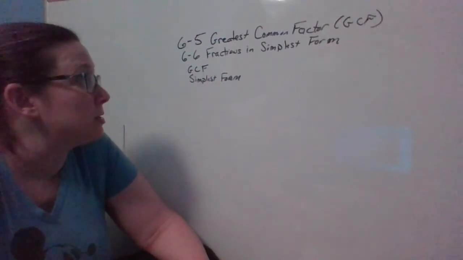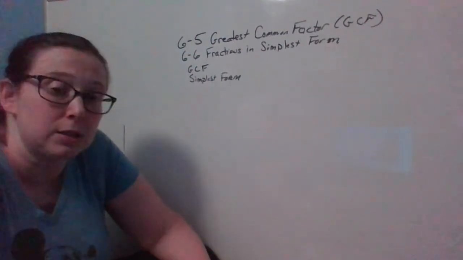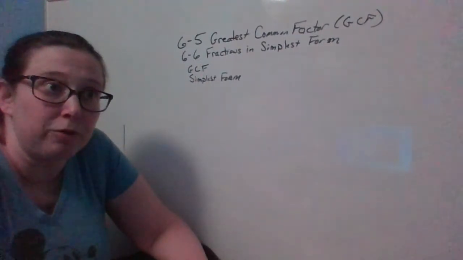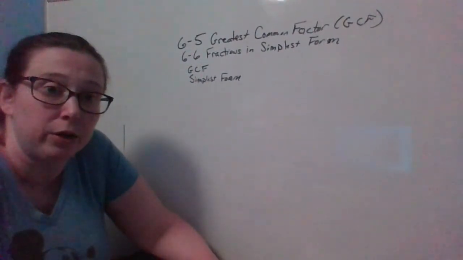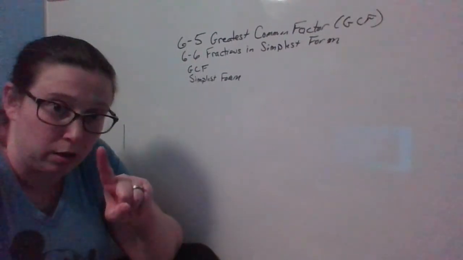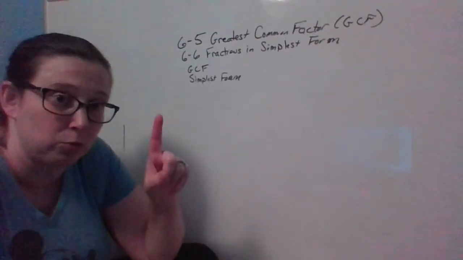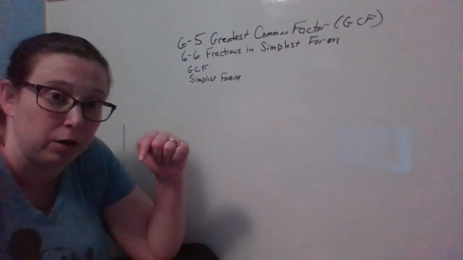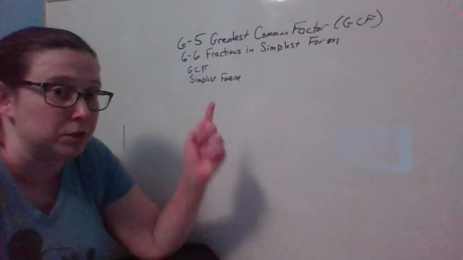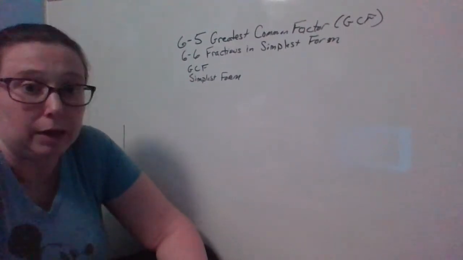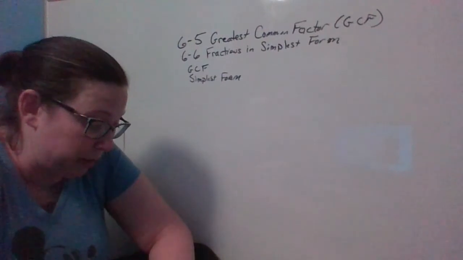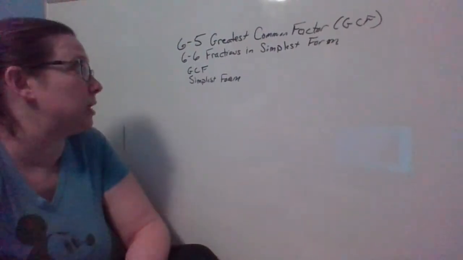Simplest form means that you have a fraction and the greatest common factor between your numerator and your denominator is 1. So there's no other common factor. 1 is the only common factor between your numerator and your denominator, and that means your fraction is in simplest form. Can't simplify it anymore. When we're talking about greatest common factors, there's a few ways that we can do this.